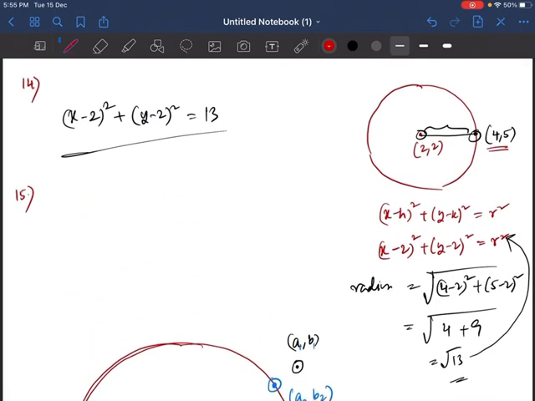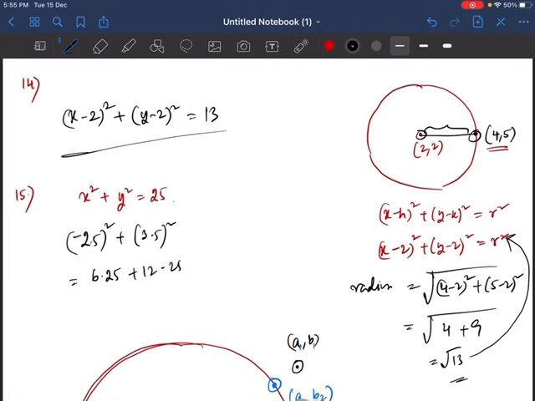We have x² + y² = 25. The point given here is (−2.5)² + (3.5)². If you calculate, this comes out to be 6.25 plus 12.25. So this comes out to be 18.5, and you see 18.5 is less than 25, so we can say that the point lies inside the circle.